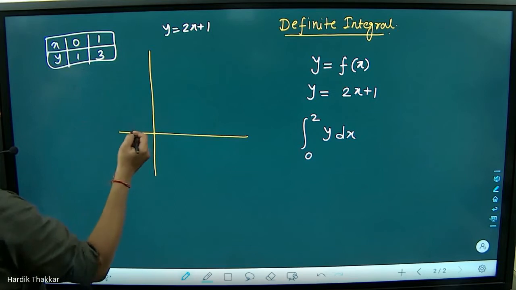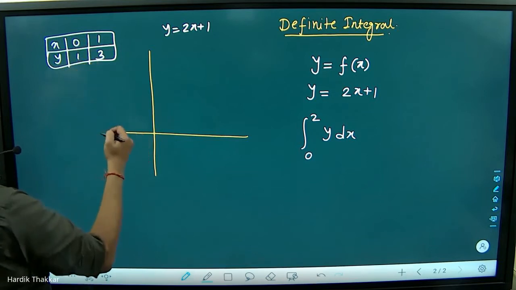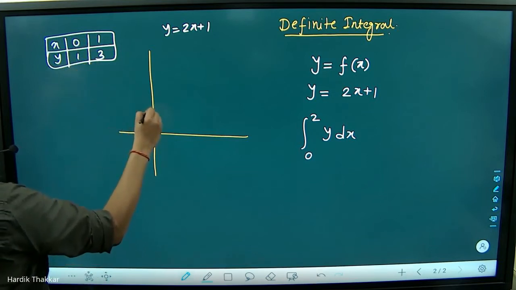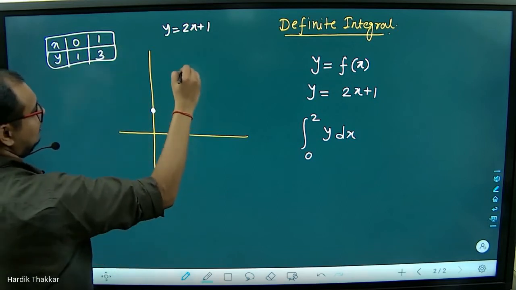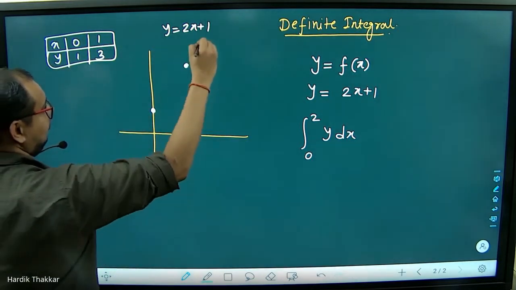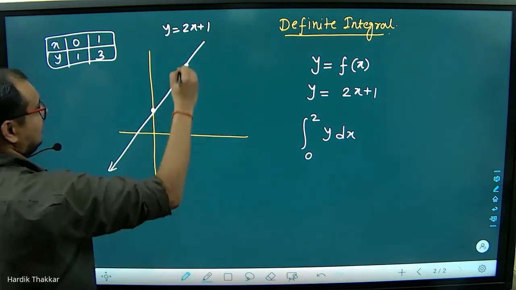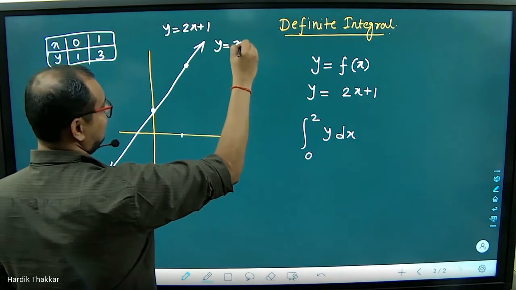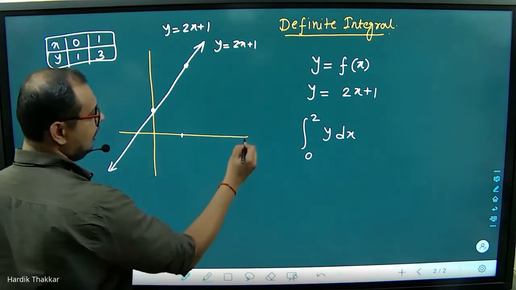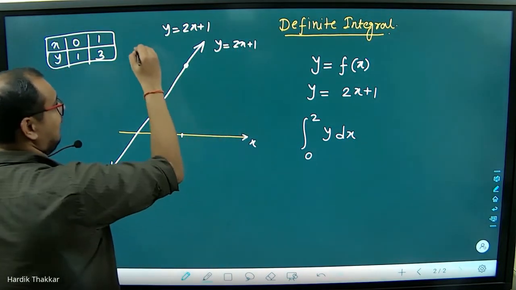So we got 2 points. First point is 0, 1. So this point will be here, 0, 1. Next point is 1, 3. So 1, 3, this point might be here. So if we join these 2 points, we'll get the equation of line. So this is the line y is equals to 2x plus 1. Okay. And this is your x-axis, this is your y-axis.